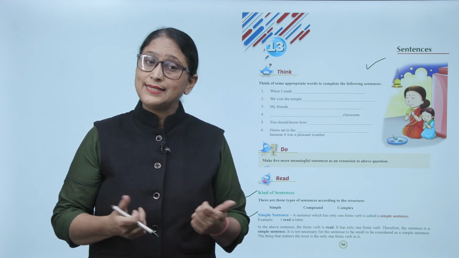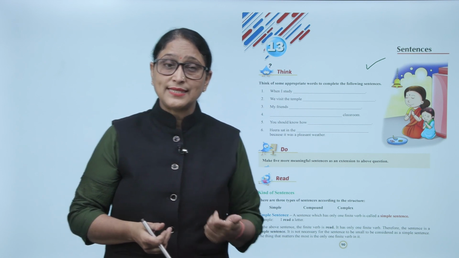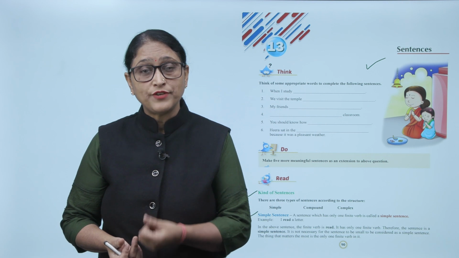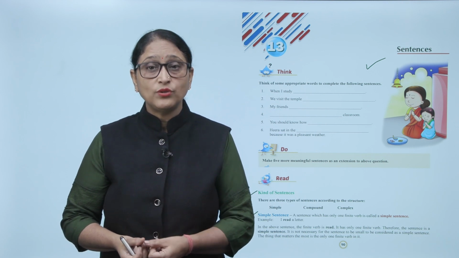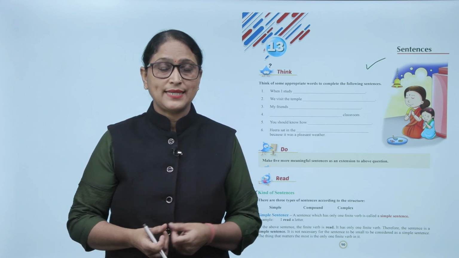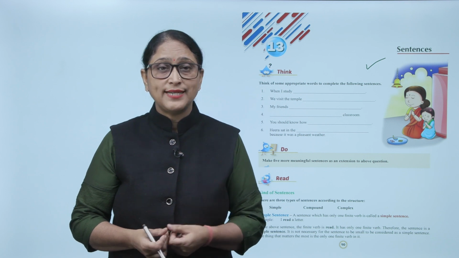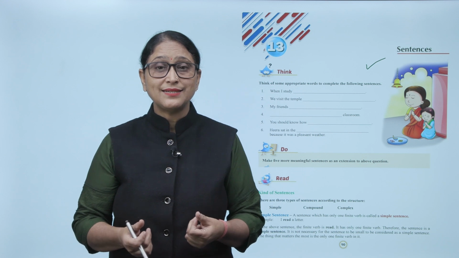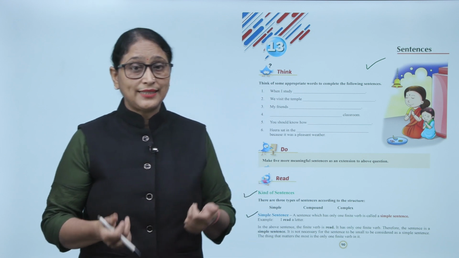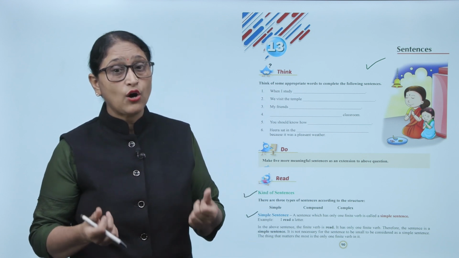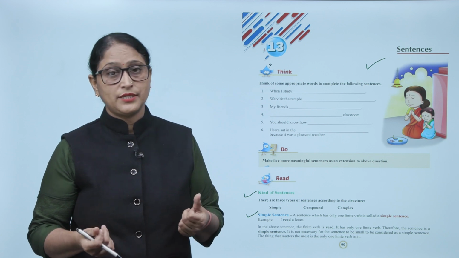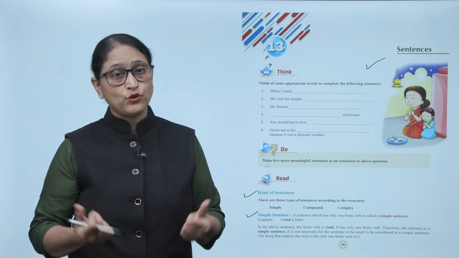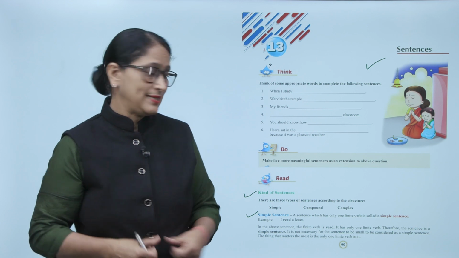Example, I read a letter. In the above sentence, the finite verb is read. It has only one finite verb. Therefore, the sentence is a simple sentence. It is not necessary for the sentence to be small to be considered as a simple sentence. The thing that matters the most is the only one finite verb in it. अगर उसमें एक finite verb है तो वो क्या है आपका simple sentence है.